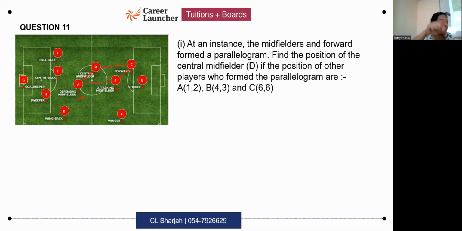Here, don't take that risk because it's not marked perfectly. The grid lines are not shown. If the grid lines were shown perfectly, then it's okay. Otherwise, don't take that risk. What logic do you use for this question? When you have a missing vertex of a parallelogram, very important.